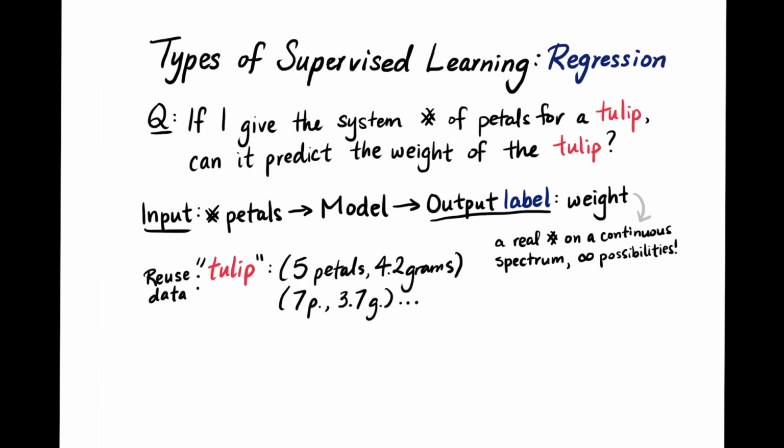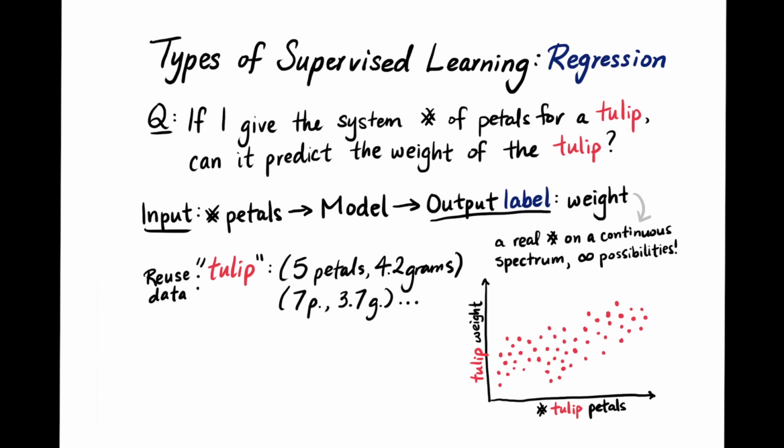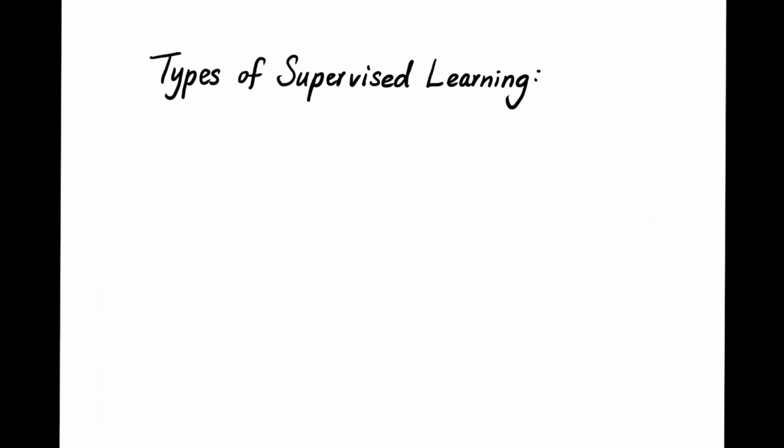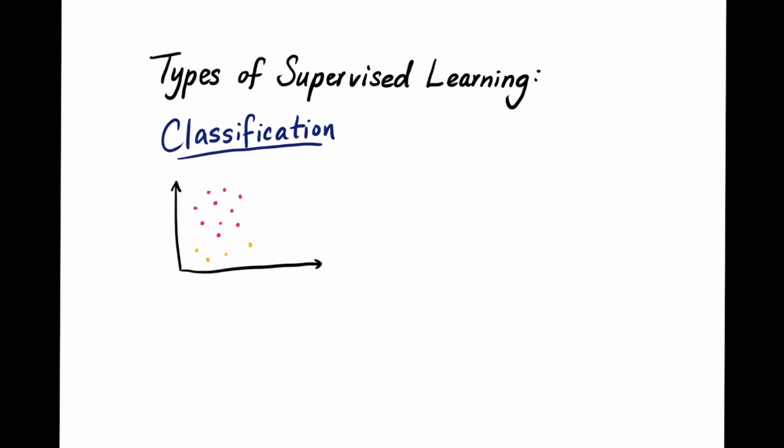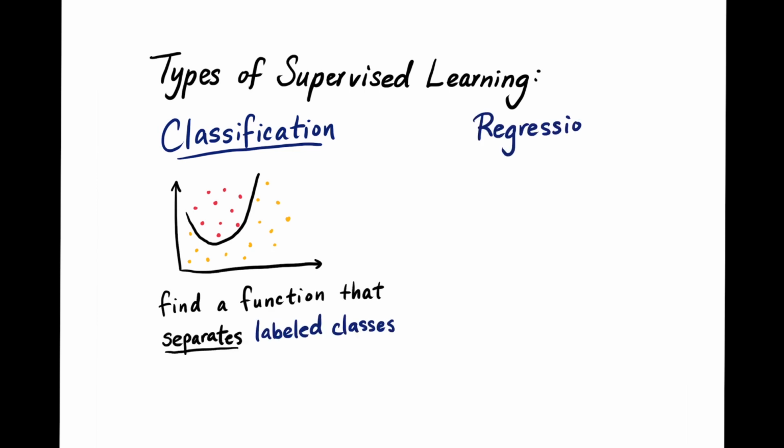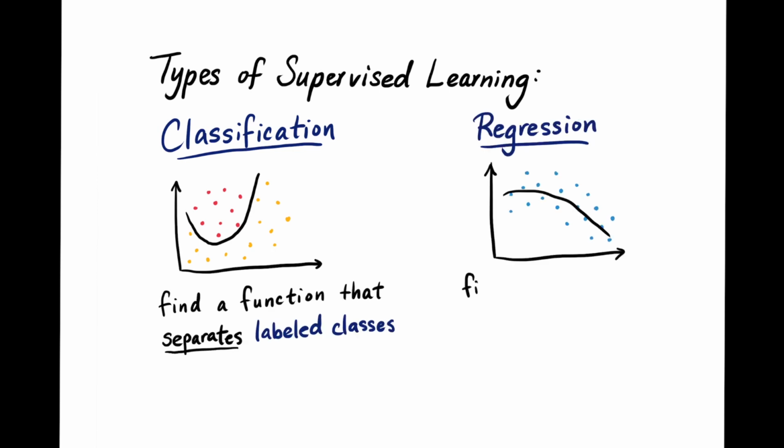We can repurpose some of the data from the classification problem we talked about earlier. If we plot all of the correlated petal number to weight data for tulips, we can train our model to find a function that best fits the data. In classification problems, you're trying to learn a function that separates your data points into however many classes you have, while in regression problems, you're trying to learn a function that goes through your data points. In a supervised learning setup, you have data that consists of inputs and labels.